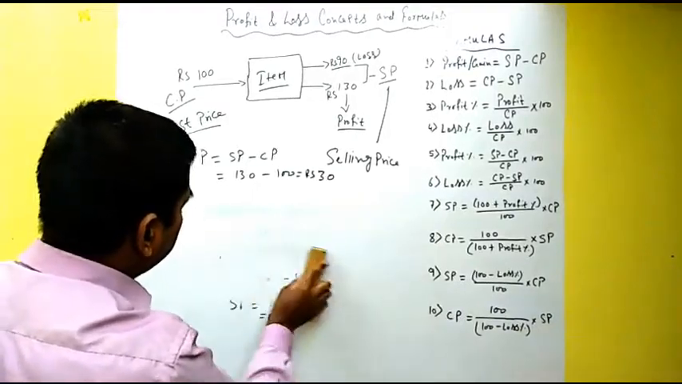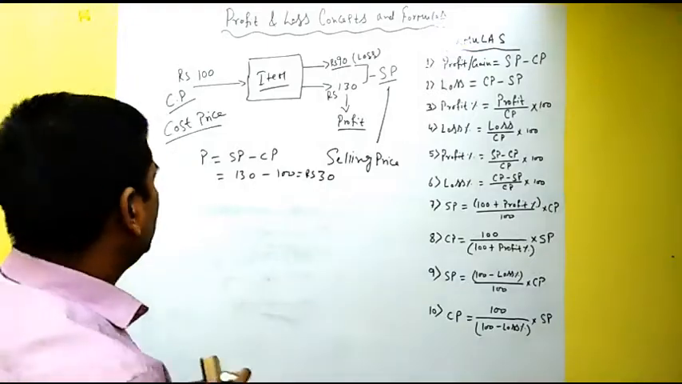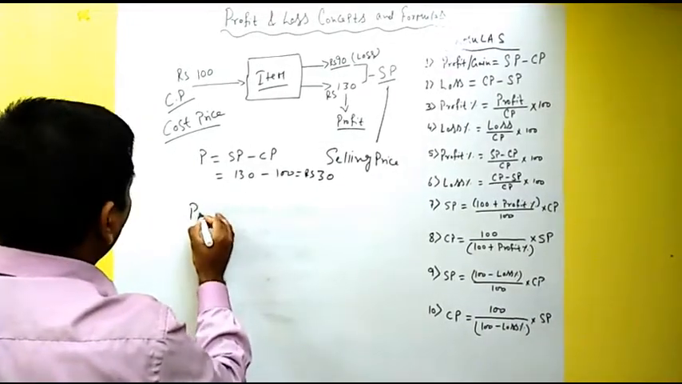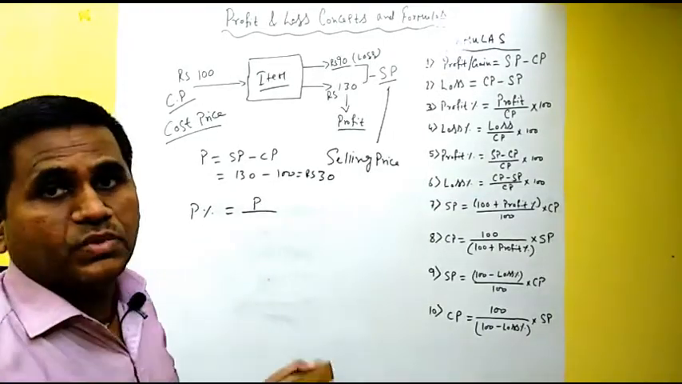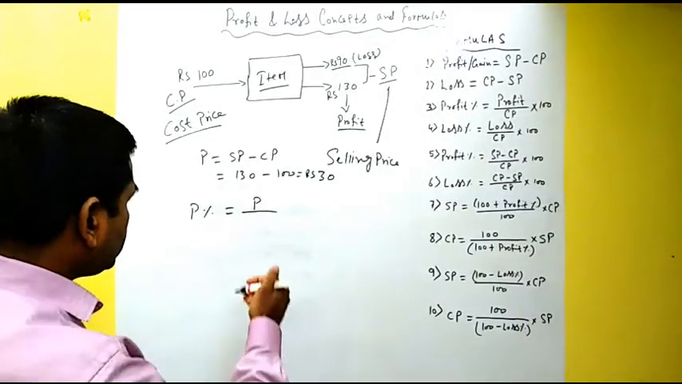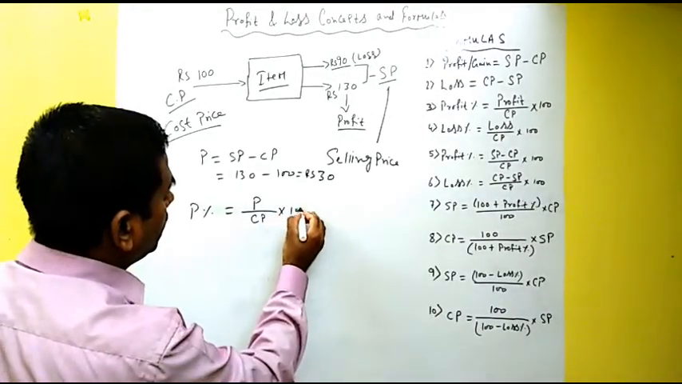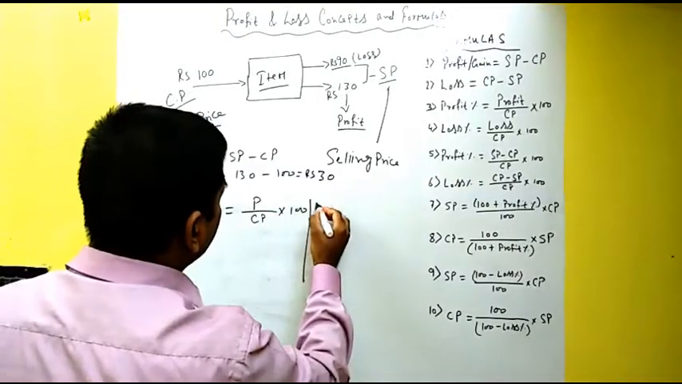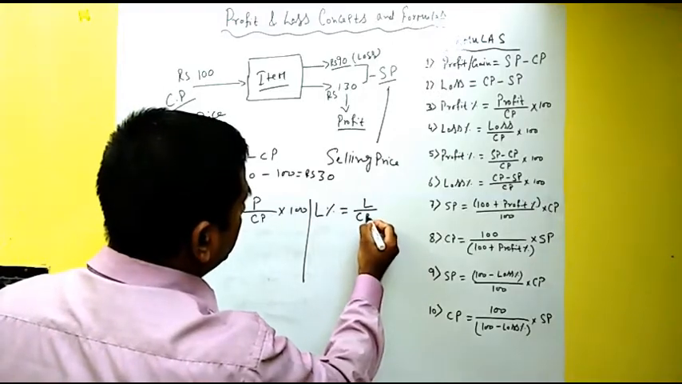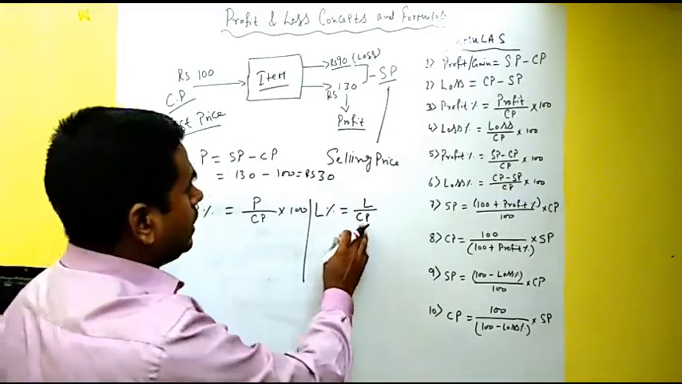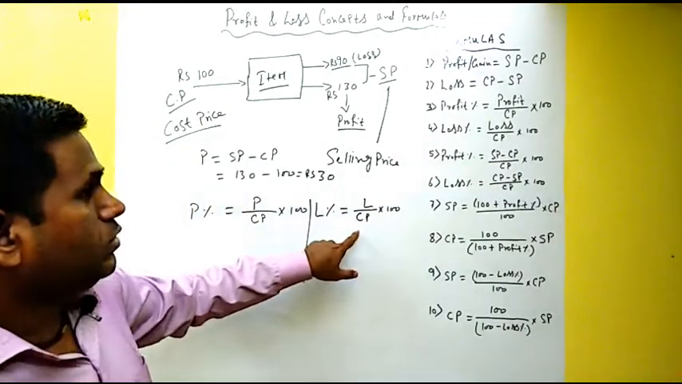So if you have to calculate either profit percent or loss percent, the formula is there, you can see. Profit percent is equal to profit, which always comes as the numerator, divided by cost price, multiplied by 100. And the same is the case for loss percent. Loss comes as the numerator, calculated on cost price and multiplied by 100. So both are calculated on cost price.